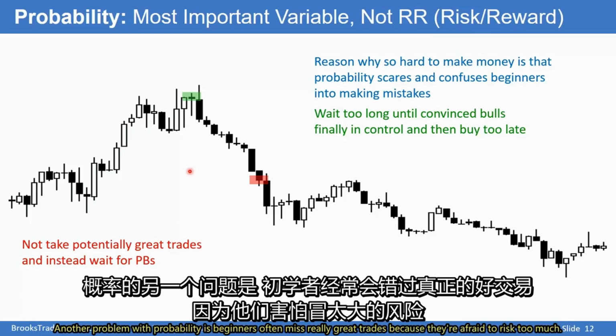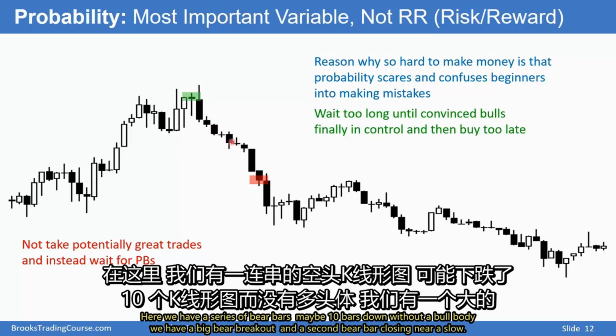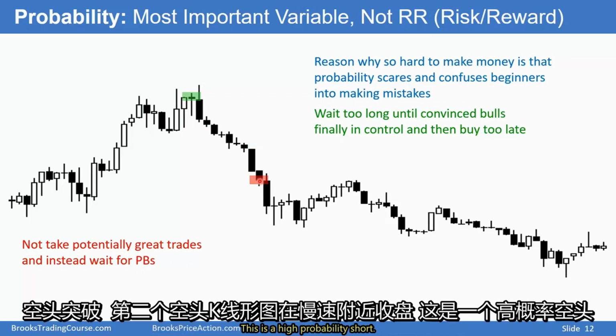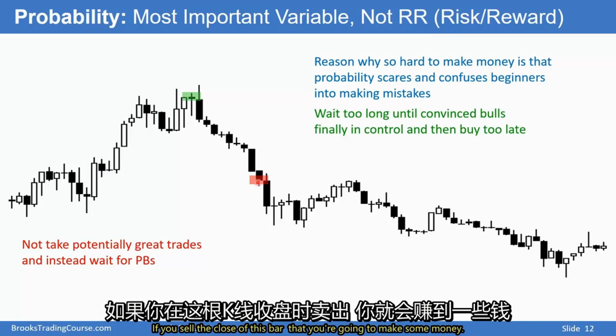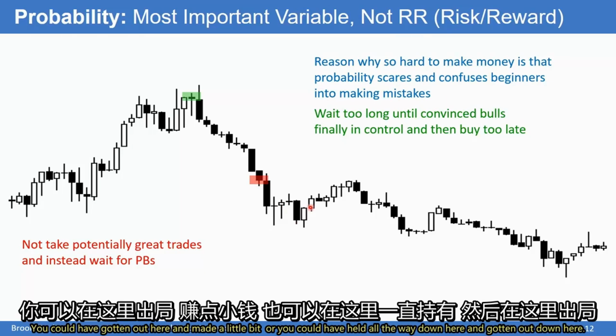Another problem with probability is beginners often miss really great trades because they're afraid to risk too much. Here we have a series of bear bars, maybe 10 bars down without a bull body. We have a big bear breakout and a second bear bar closing near its low. This is a high probability short. If you sell the close of this bar, you're going to make some money. You could have gotten out here and made a little bit, or you could have held all the way down here and gotten out down here.